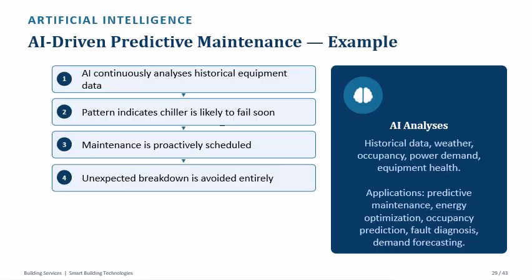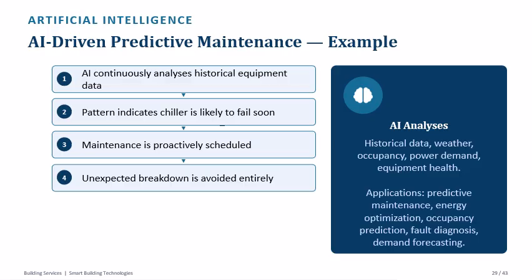So next is artificial intelligence, that is AI-driven predictive maintenance. AI analyzes historical data, weather, occupancy, power demand, and equipment health, and its applications include predictive maintenance, energy optimization, occupancy prediction, fault diagnosis, and demand forecasting.